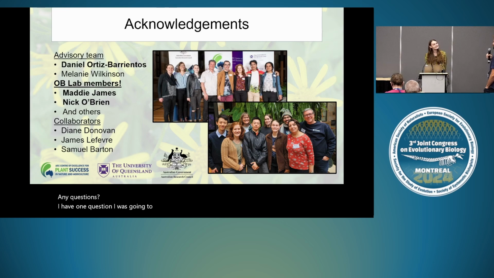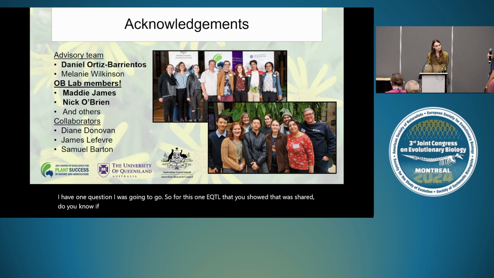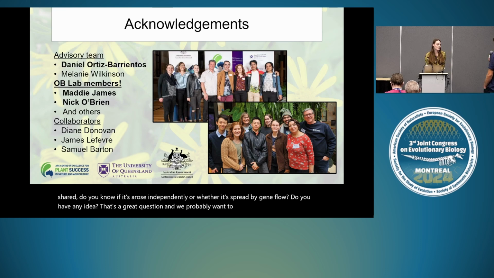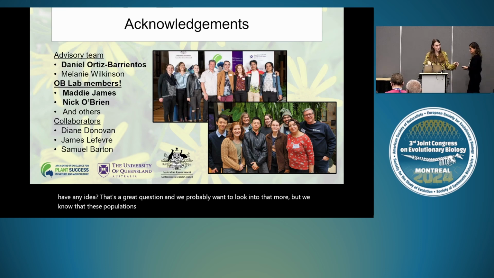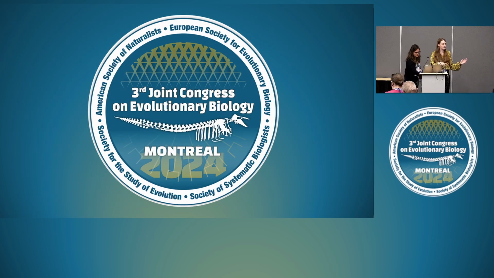So for this one eQTL that you showed that was shared, do you know if it arose independently or whether it spread by gene flow? Do you have any idea? That's a great question, and we'd probably want to look into that more. But we know that these populations have evolved these traits independently, so we would assume that with the independent evolution of these traits, it's possibly different adaptations in the genes that are arising. Okay, thanks.